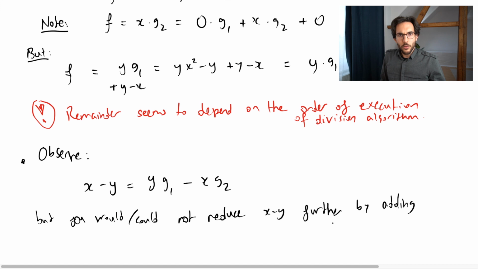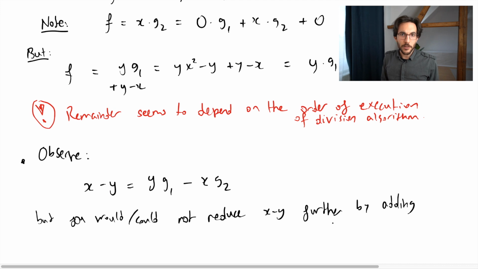So what you cannot do is you cannot reduce x minus y further by adding a single multiple of g1 or a multiple of g2. You have to add a multiple of g1 and a multiple of g2 simultaneously to attain x minus y. And this again kind of violates the principle that we would have liked to chip away at monomial terms, reducing them one at a time.